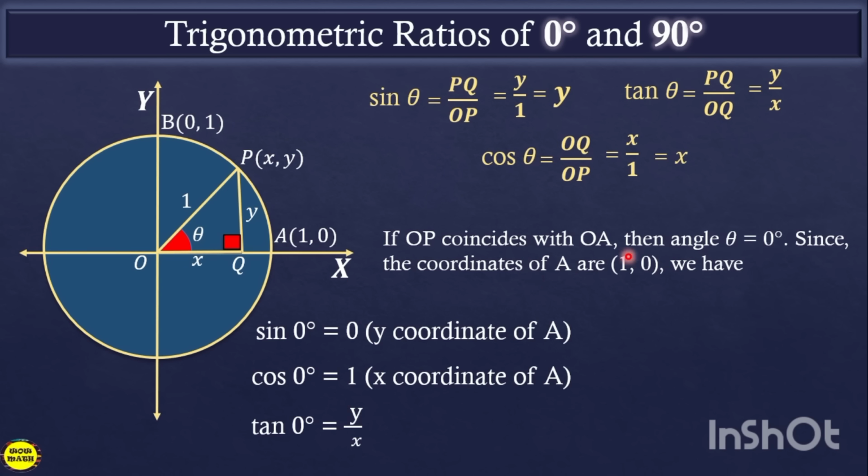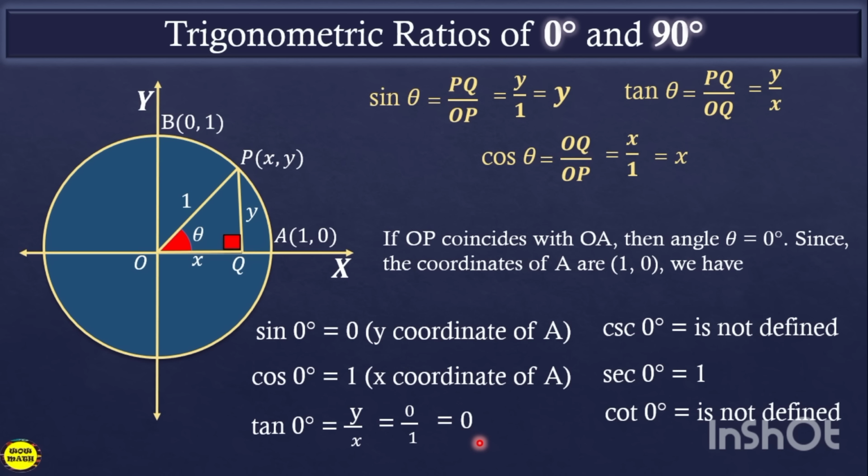Para makuha naman si tangent, y over x lang. Your sine divided by your cosine. So, 0 over 1. And 0 over 1 is equal to 0. So, tangent 0 degree is 0. Now, paano natin kukunin si cosecant? So, reciprocal lang po. Ano ba reciprocal ni 0? So, reciprocal ni 0 is not defined. So, undefined po yan. And then, reciprocal po ni cosine. So, that is 1. And then, for the reciprocal of tangent 0 degree, this is also 0. I mean, not defined. So, undefined po.